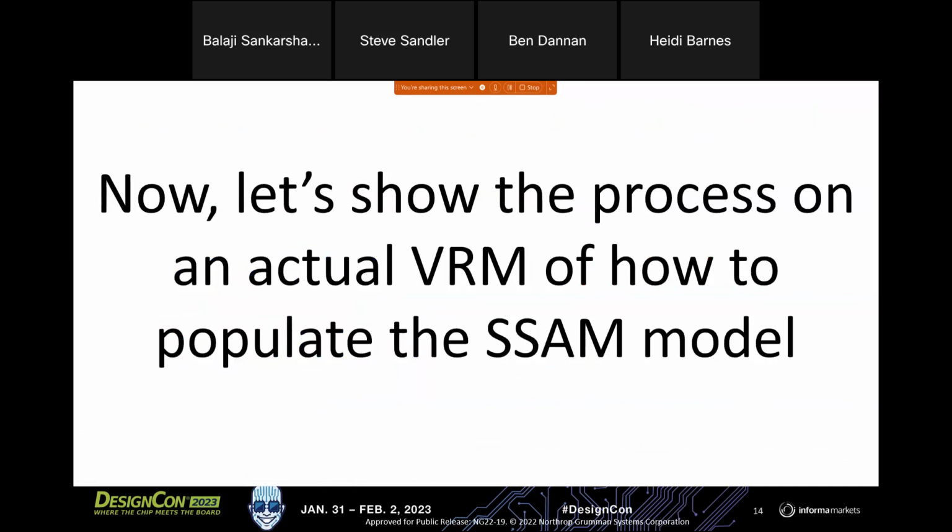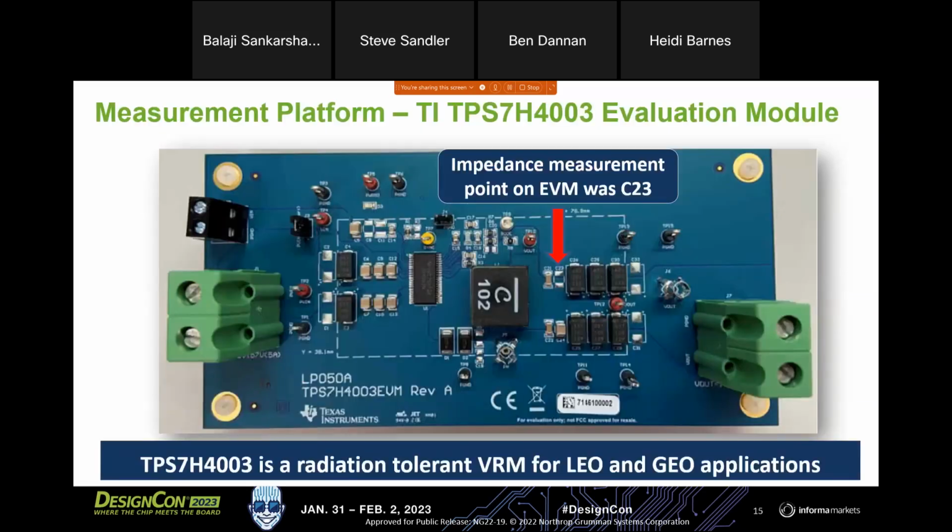I'm going to hand it off to Ben here, and Ben is actually going to show the process of how we create the state space average model. Thanks, Steve. Okay, let's get right into it. For today's example, we use the TPS7H4003 from Texas Instruments. It's a rad tolerant VRM for LEO GEO applications. Just because it's a rad tolerant space grade VRM doesn't mean that this process doesn't apply to any other VRM. It's actually the exact same. This was just the VRM that we chose for this example because we were doing something similar at the time, and it made for a great example for other reasons, which we'll show you in just a little bit.